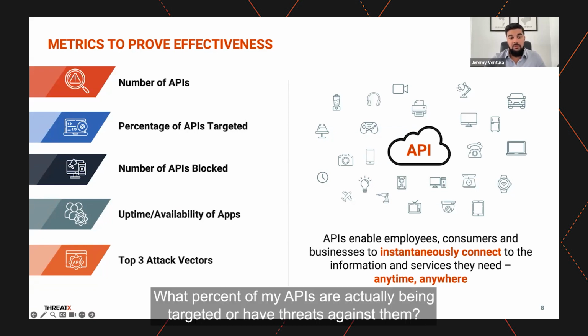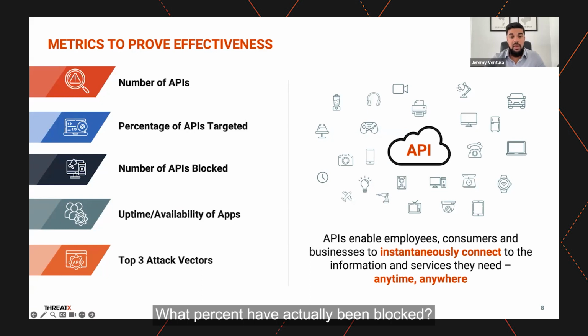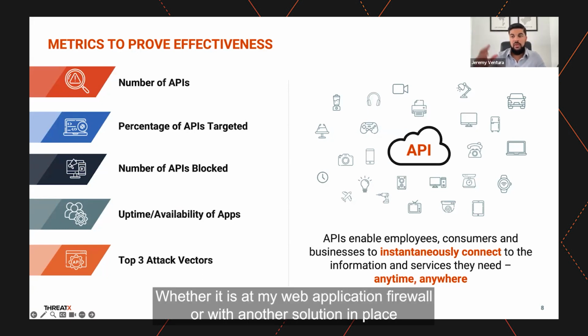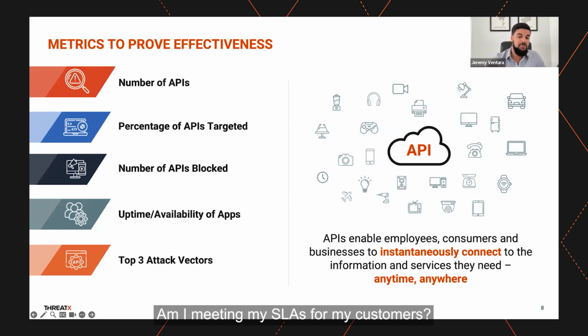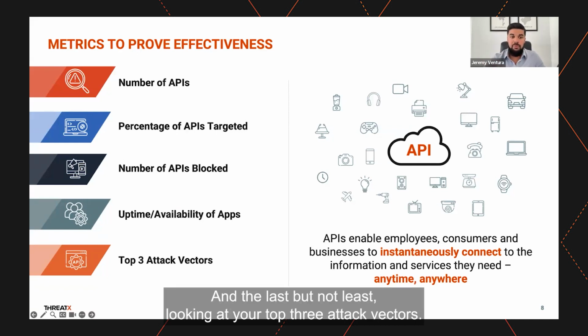What percent of my APIs are actually being targeted or have threats against them? What percent have actually been blocked, whether at my web application firewall or with another solution in place? From there, what has been my average or quarterly uptime or availability of my applications? Am I meeting my SLAs for my customers? And then last but not least, looking at your top 3 attack vectors.